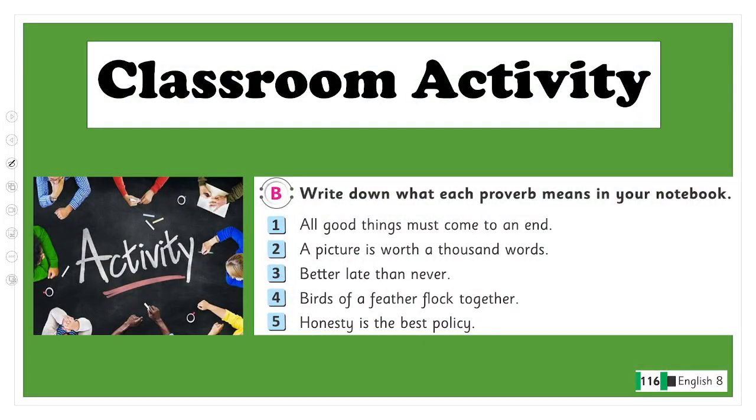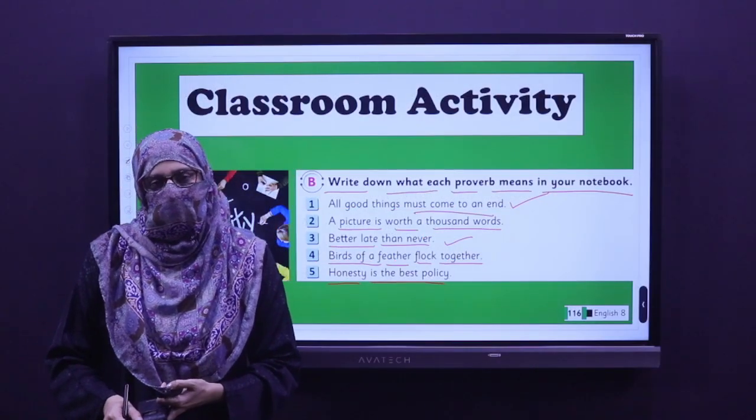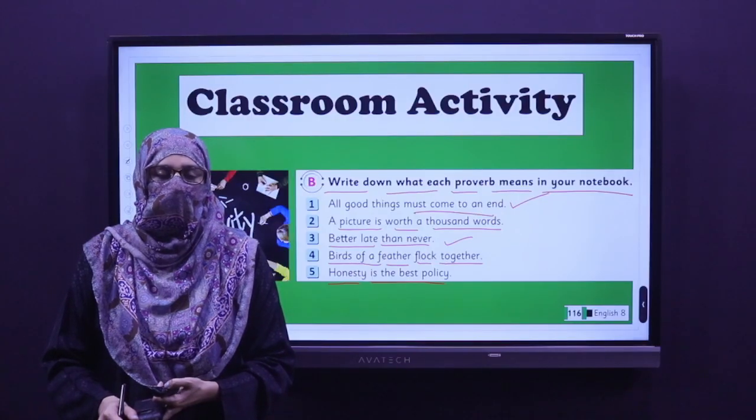This is your classroom activity. Write down what each proverb means in your notebook. Number one is, all good things must come to an end. The second one is, a picture is worth 1,000 words. The third one is, better late than never. Next is, birds of a feather flock together. And the last one is, honesty is the best policy. You are supposed to write the meaning of all these proverbs.